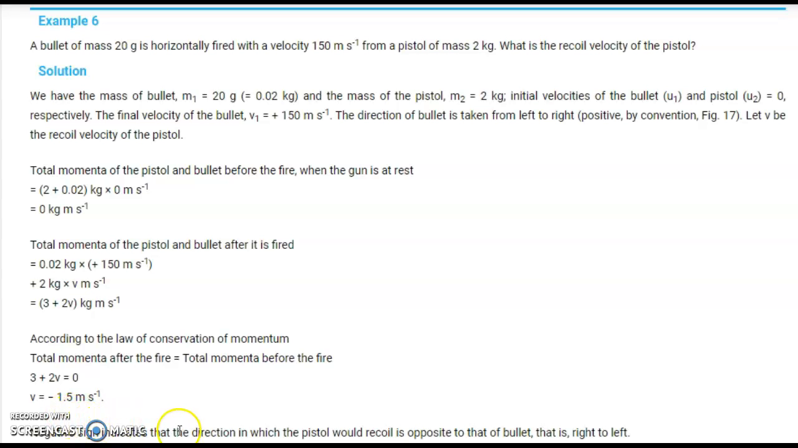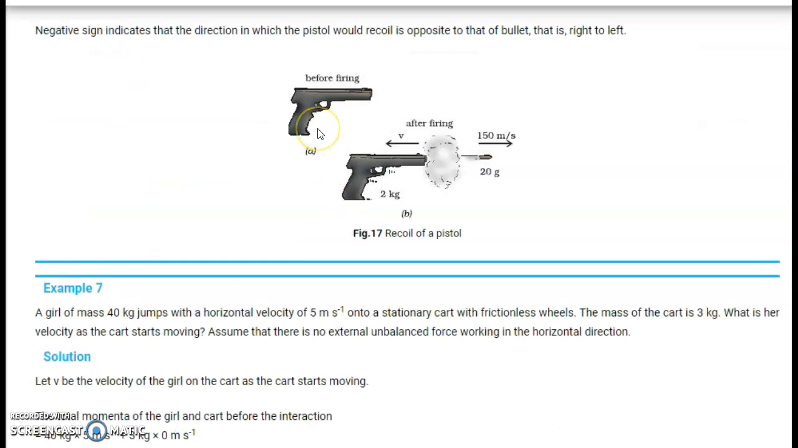The negative sign indicates that the direction in which the pistol would recoil is opposite to that of the bullet, that is from right to left. Here you can see the diagram. This is before firing and this is after firing. After firing, the bullet goes in the direction with velocity 150 meter per second, and the pistol moves in the opposite direction.